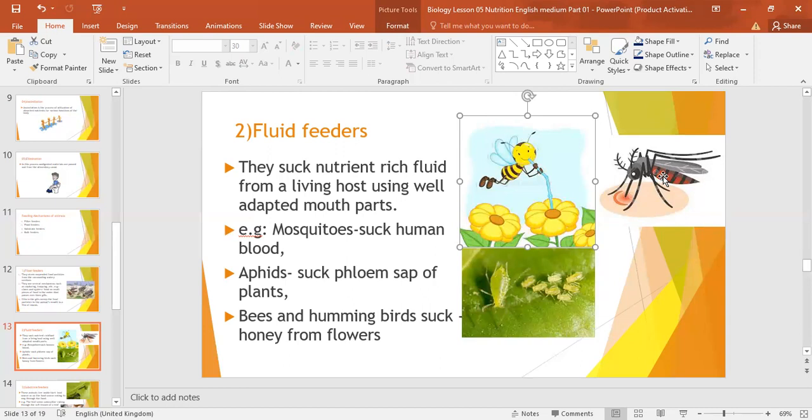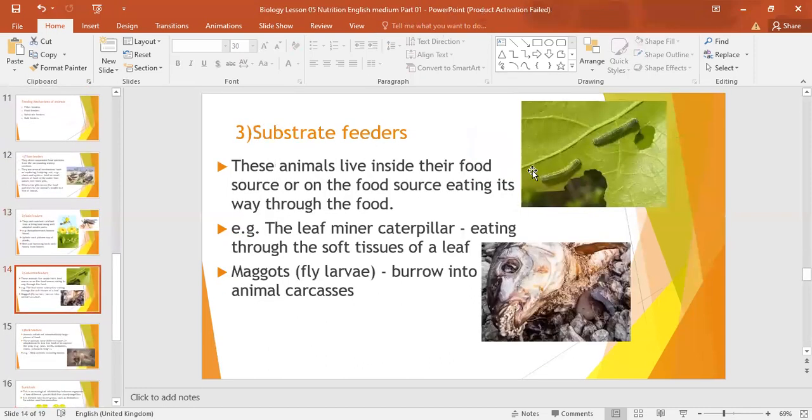Female mosquitoes feed on blood for developing their eggs. They suck nutrient-rich fluid from a living host using well-adapted mouth parts. Mosquitoes suck human blood. Aphids suck phloem sap of plants. Bees and hummingbirds suck honey from flowers. Then third one, substrate feeders.